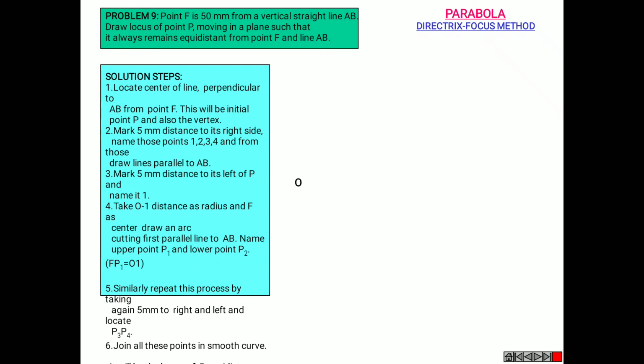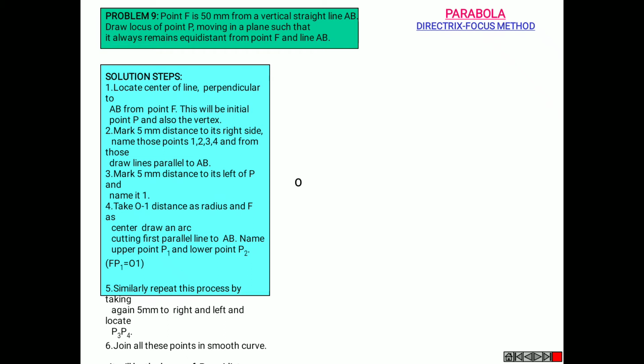So we will see some steps involved in it. The first step is locate the center of the perpendicular line to AB from point F. This will be the initial point P and also the vertex. Mark 5 mm distance to its right side. Note those points 1, 2, 3, 4 and from those draw lines parallel to AB.